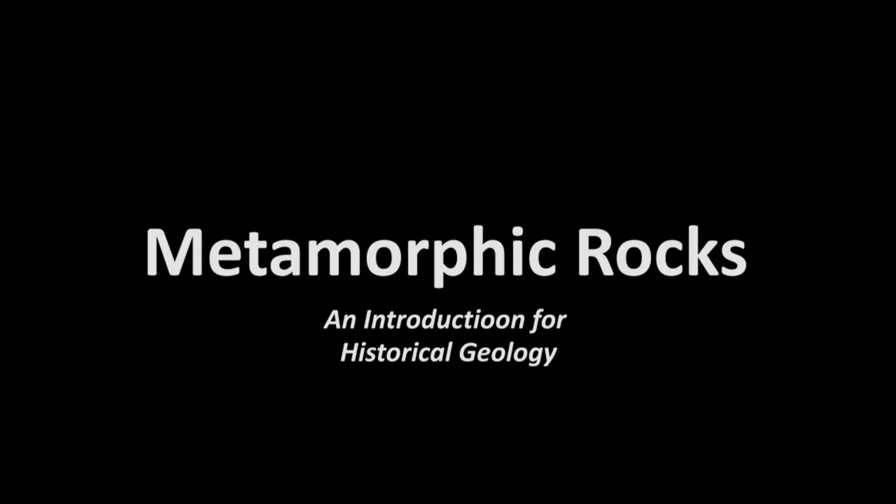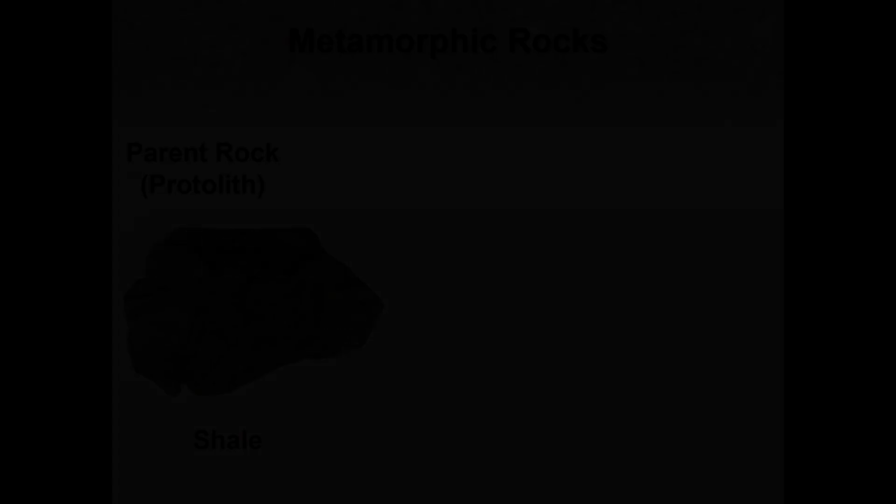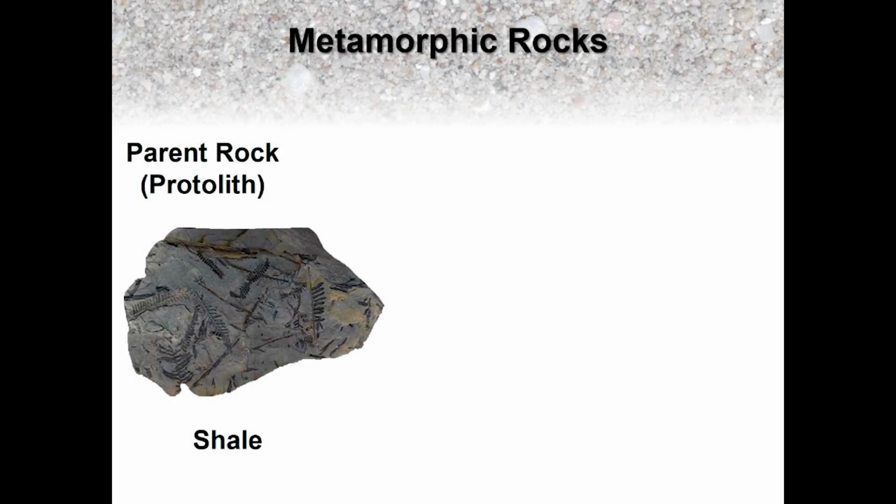Metamorphic rocks are rocks that have been altered or metamorphosed from one type of rock into another. For example, let's start with this sedimentary rock called a shale. Shales are a type of mudstone composed of very fine clay minerals or silt-sized particles. Under the right conditions, some shales contain a lot of organic material and contain fossils, such as this sample containing ferns that have been well preserved through a process called carbonization.